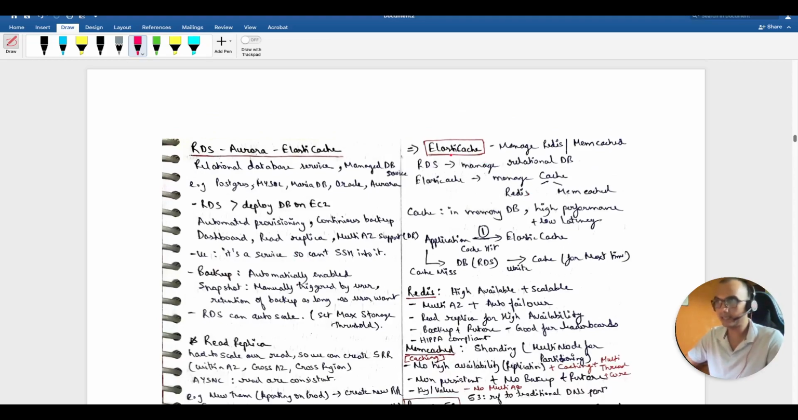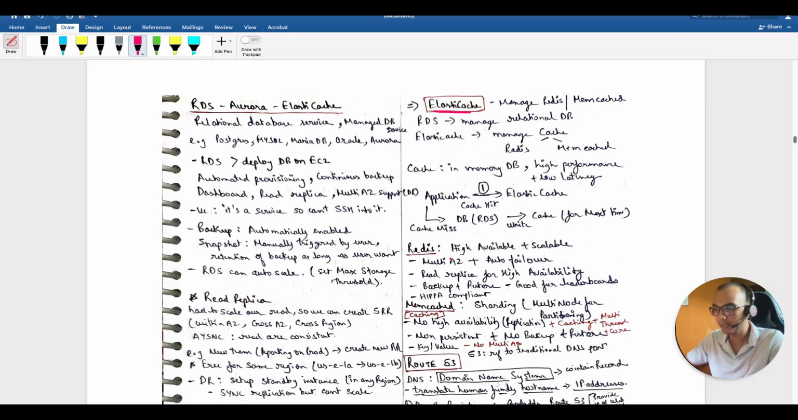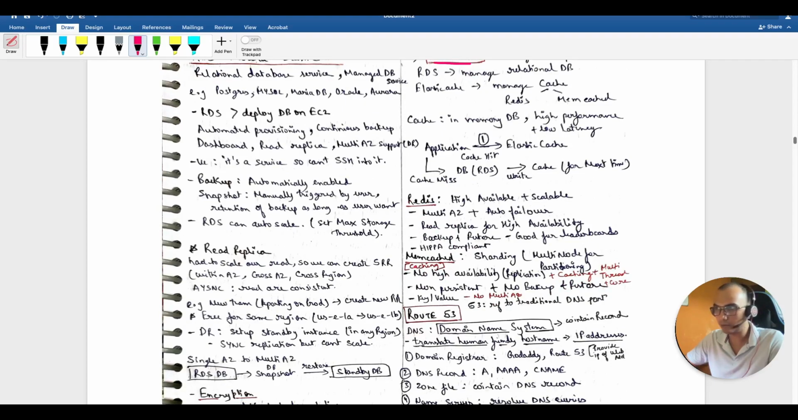After that, caching. If we need more reads, we have to save data in a cache, so we have to use ElastiCache, and in that we also have Redis and Memcached. So, the differences between both of them.